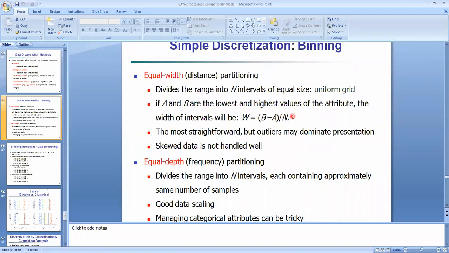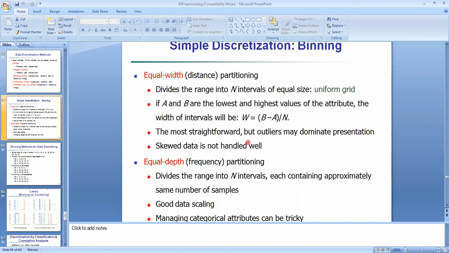What is this N? N is the number of intervals. A is the lowest value and B is the highest value. So what will be the width of this interval? Highest value minus lowest value, divided by the number of intervals, that is capital N.